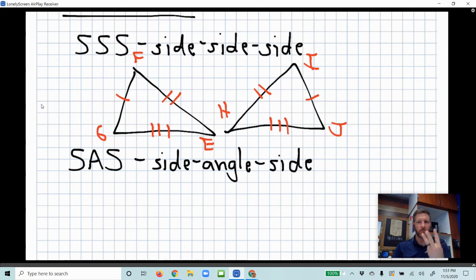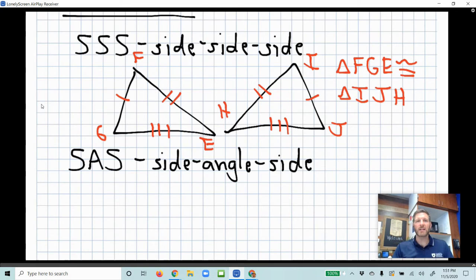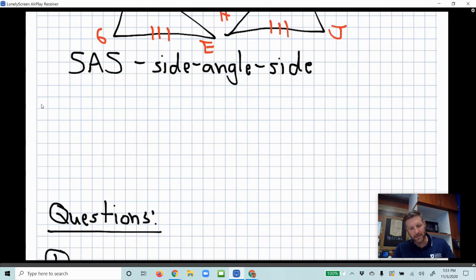If I can prove 3 sides congruent, then I know that triangle FGE is congruent to triangle, and I want to do it in the same order, IJH. Okay, and so that's what this lesson's all about: 6 pieces of evidence, all 3 sides, all 3 angles, that's too much. Side, side, side is adequate, as is side, angle, side.